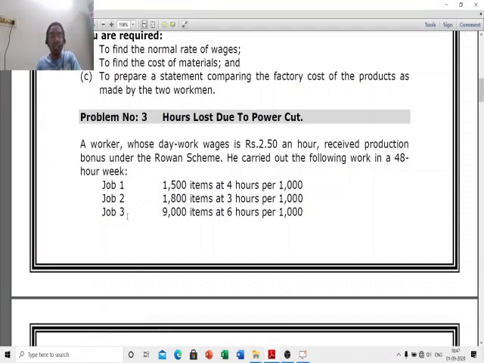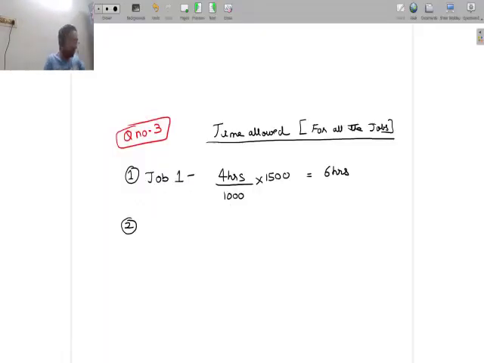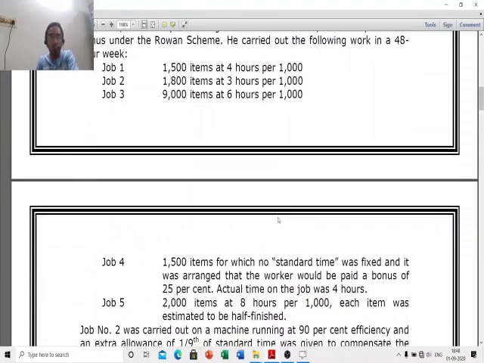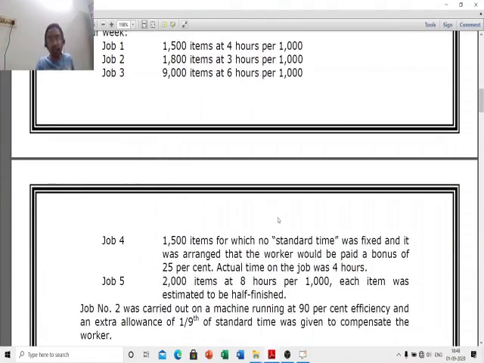Job 2, 1,800 items at 3 hours per 1,000. So basically let's look at job 2 here. We'll say 3 hours, and this is going to be for 1,000 units, and we are now manufacturing how many units? 1,800 items. So this will tell us how many hours for 1,800 items. But there is a qualifier given to us with respect to job 2. Job 2 was carried out on a machine running at 90% efficiency, and an extra allowance of 1/9 of the standard time was given to compensate.